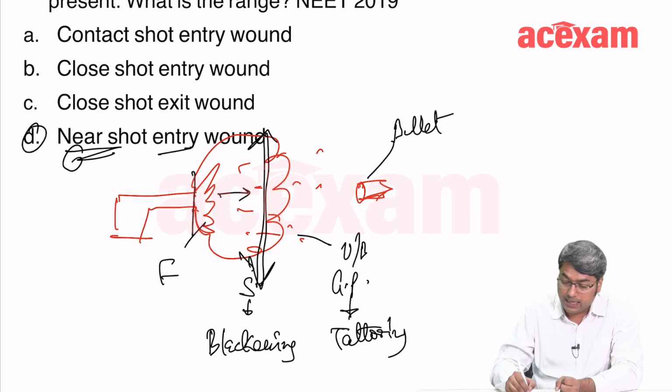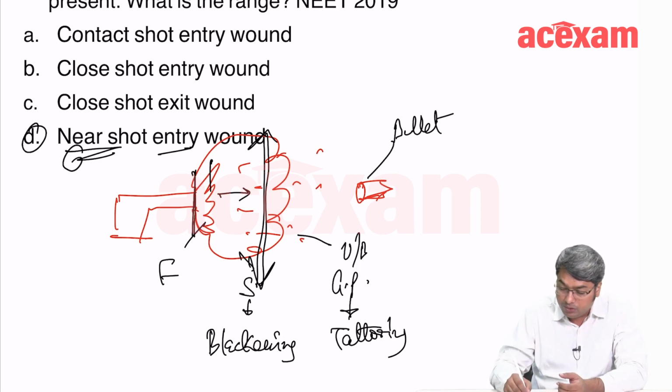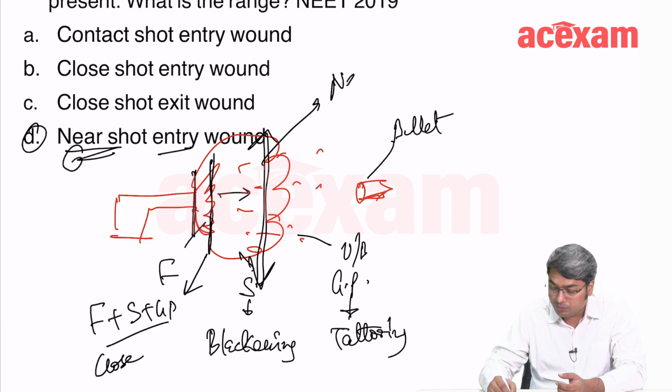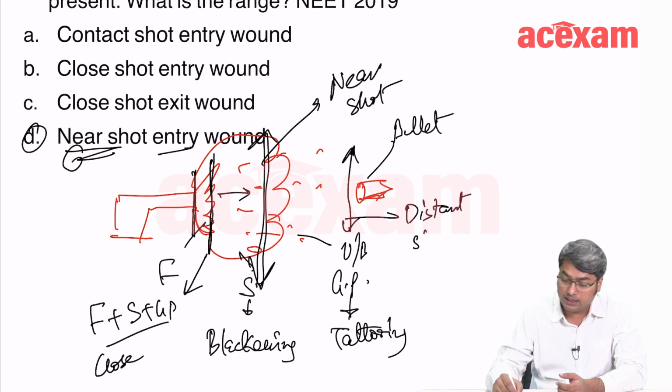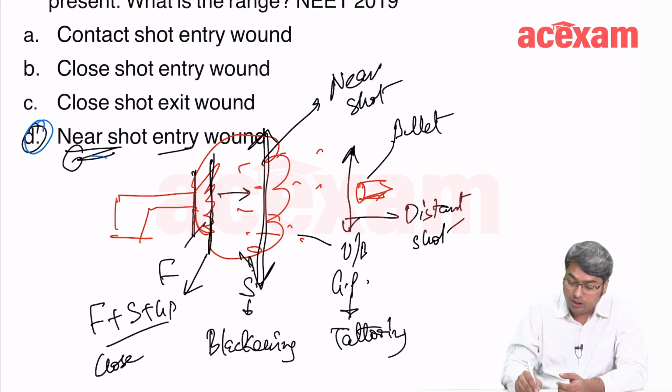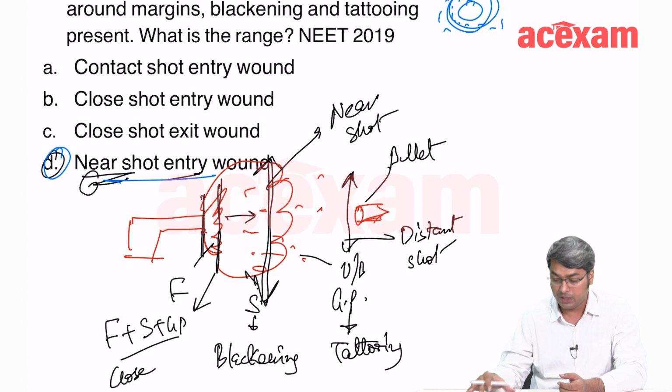Okay. This is contact, where the gun is in touch with the head. This is close, when the person has the features of fire plus smoke plus gunpowder, that is close, right. And this position in this question is near shot, and if it is standing further away, then that is distant shot. Okay. So, the correct answer here is near shot entry wound. It is not an exit wound, because an exit wound will not show any of these features.